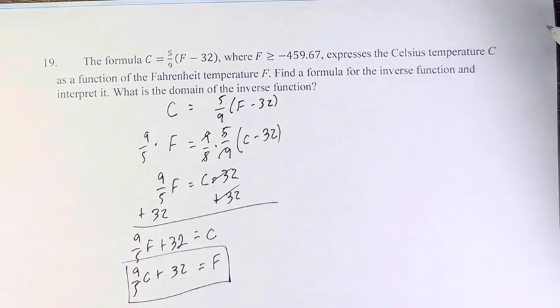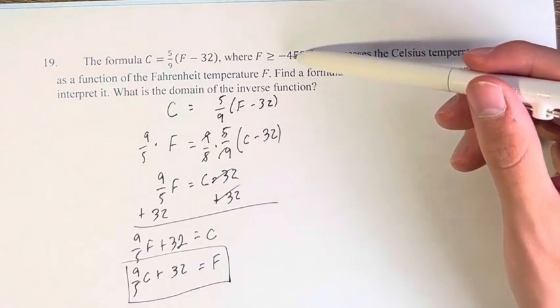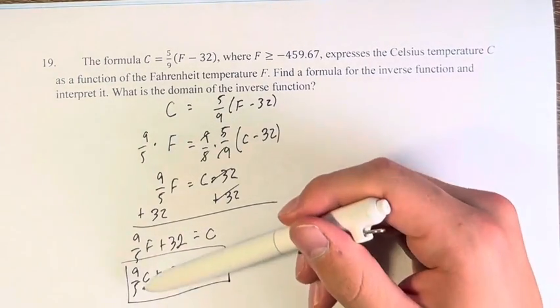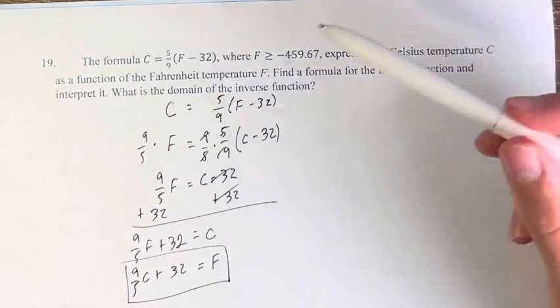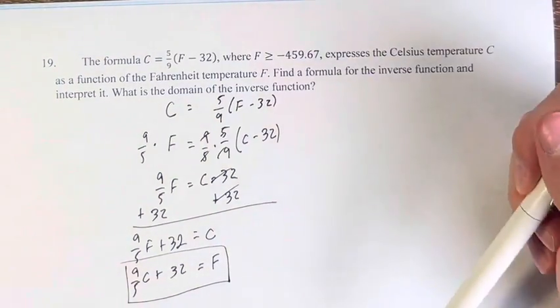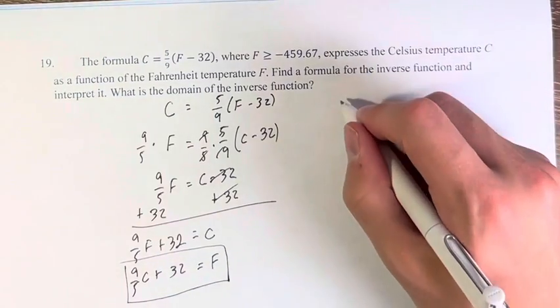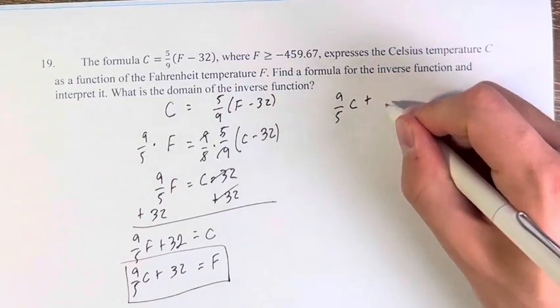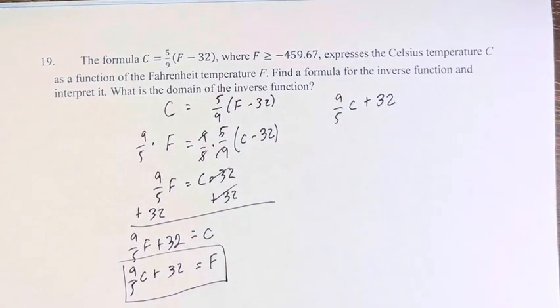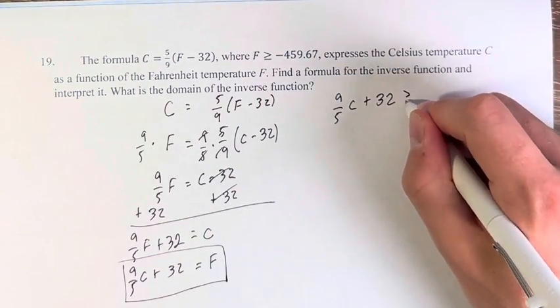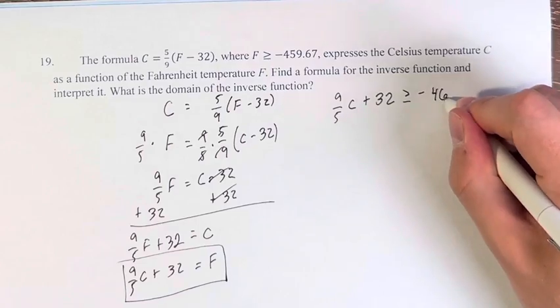What is the domain of the inverse function? Well, F has to be greater than or equal to negative 459.67. So therefore, we have to find the values of C that produce values of F greater than or equal to negative 459.67. So what we're going to do is say 9/5 C plus 32. This value needs to be greater than or equal to negative 460.